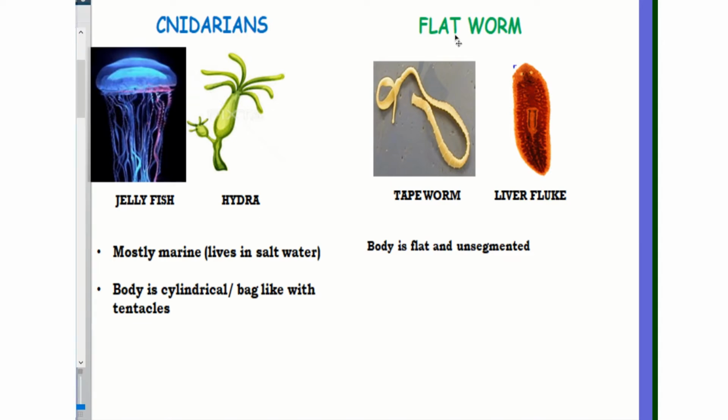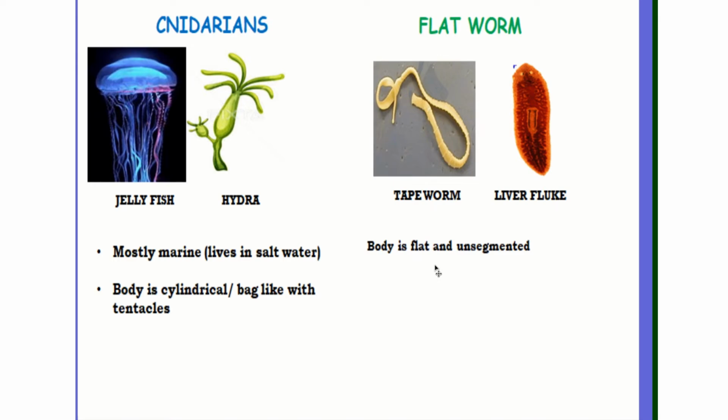Let's move on to the next phylum, flatworms. As the name itself says, when you look at these organisms, they are flat. Can you say these are cylindrical? No, they are completely flat. The examples of these are tapeworm and liver fluke. The body of these flatworms is flat and unsegmented.